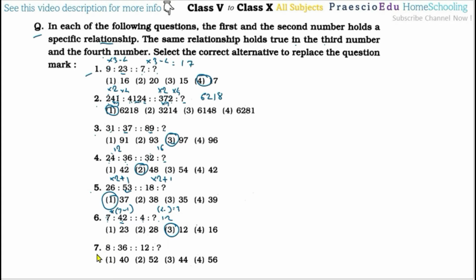Now question number 7, 8, 36, 12, and question mark. So 8 multiplied by 4 is a 32, and then plus addition of the 4. So means multiply by 4 and then addition of the 4, that we are getting the 36. Like this one, 12 multiplied by 4 is a 48, and then plus 4 is a 52. So 52 is given in option number 2.